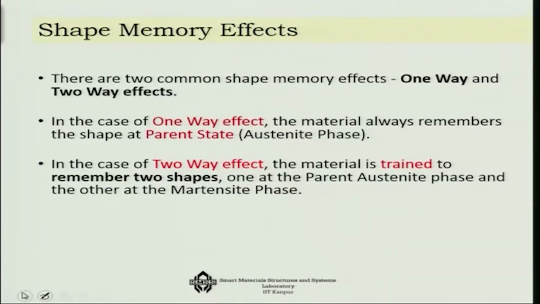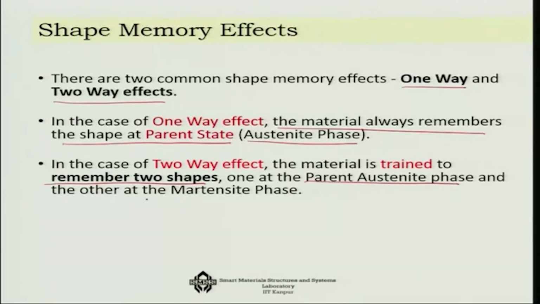Now there are two common shape memory effects. One is called one-way effect and another is called two-way effect. In the case of one-way effect, the material always remembers the shape at the parent state, and that is the austenite phase. That is what I was telling you, that at the high temperature austenite phase, it remembers in the case of one-way effect. However, in the case of two-way effect, you can train the material in such a manner that it can remember two shapes, one at the parent austenite phase and the other at the martensite phase. However, you have to give a lot of training to the system.